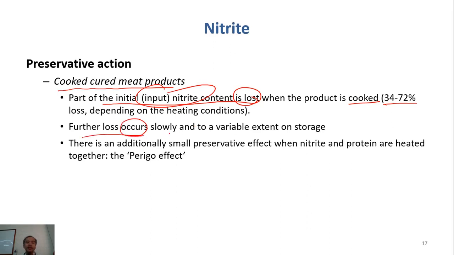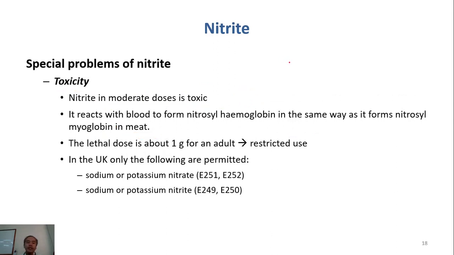Further loss occurs slowly during storage. When we use nitrite, we need to care about the toxicity. They are good, of course, they have a role, but if we don't know how to manage, if we don't use properly, if we don't control carefully, we may get issues, problems, because they are additives, okay? They have toxicity. Why does nitrite have toxicity? Because nitrite itself, in moderate doses, is toxic.